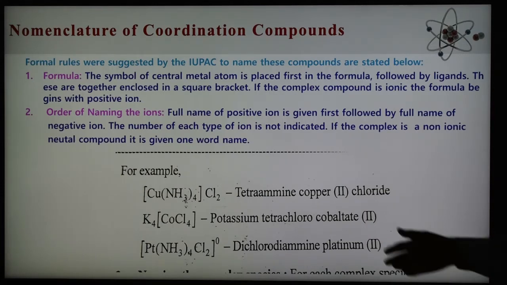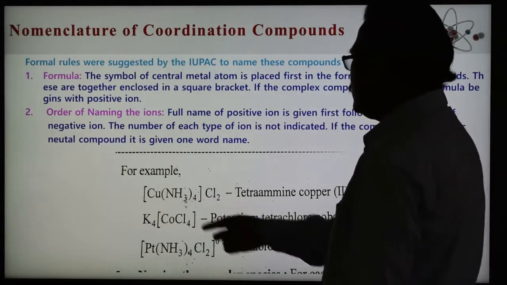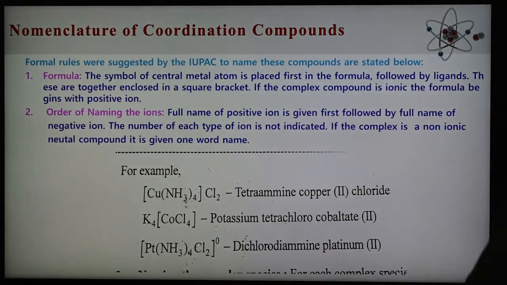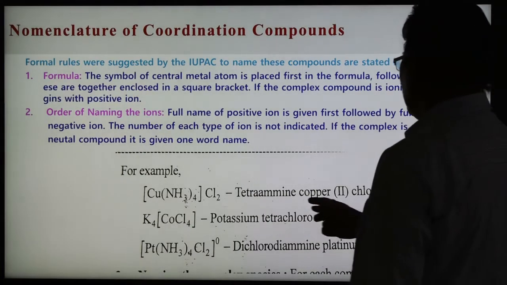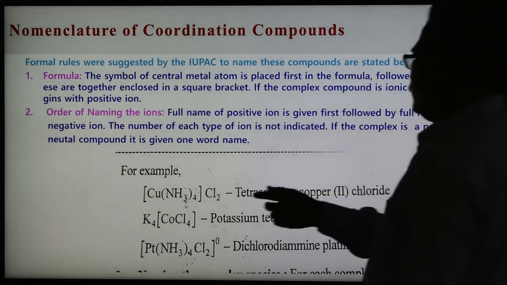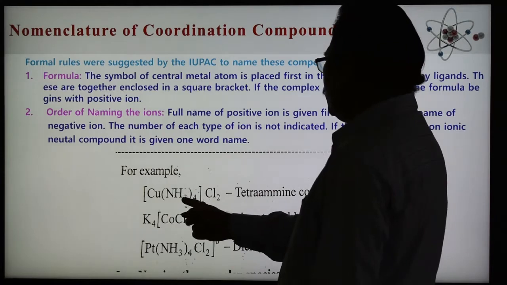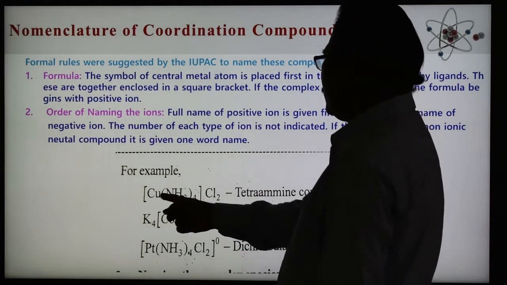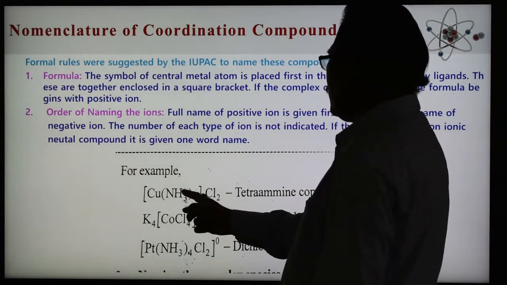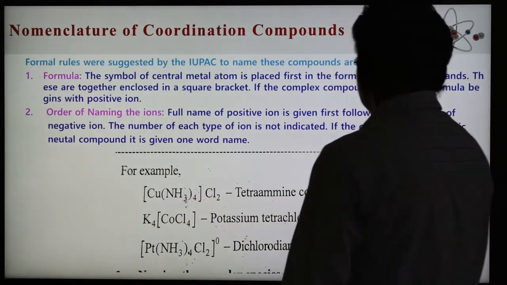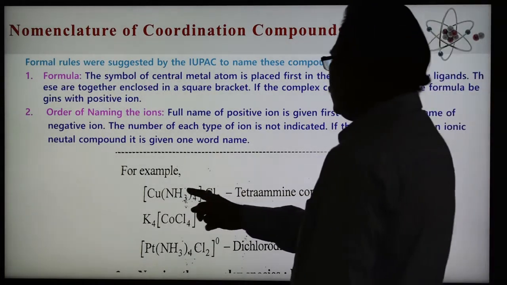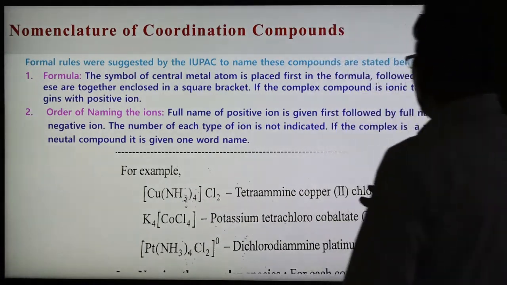If the complex is a non-ionic neutral compound, then we have to write a one-word name. Some examples are given here. This is the complex ion, and in this case the name of this complex is tetraamminecopper(II) chloride. Here this is the ligand, this is the metal ion, and 4 are there, so tetraammine.